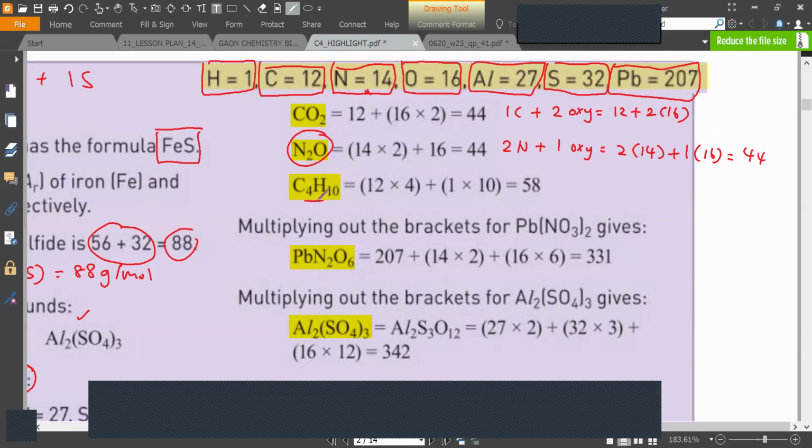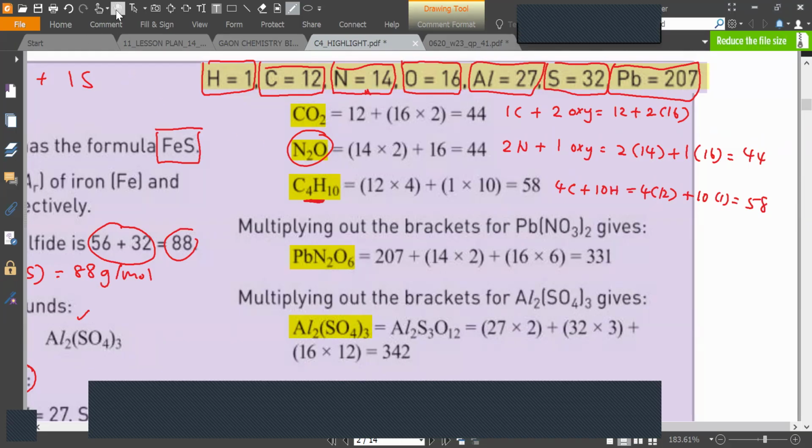C4H10. So we have 4 carbon plus 10 hydrogen. Carbon is 12, hydrogen is 1, 10 times 1. So that will give us 58. So very, very easy.